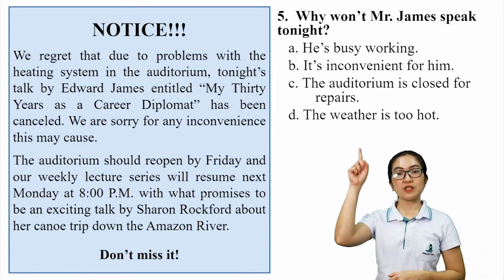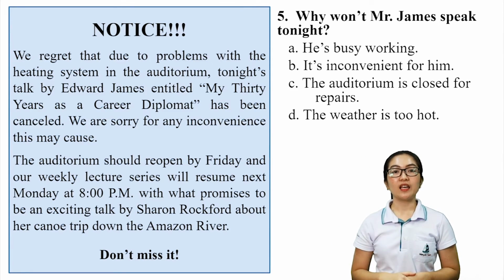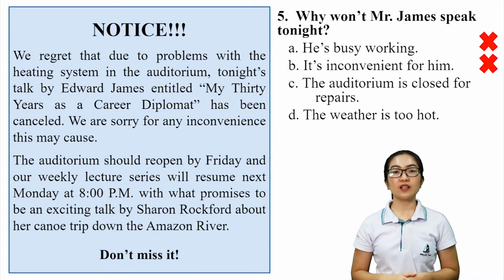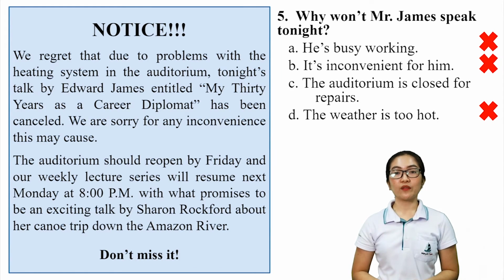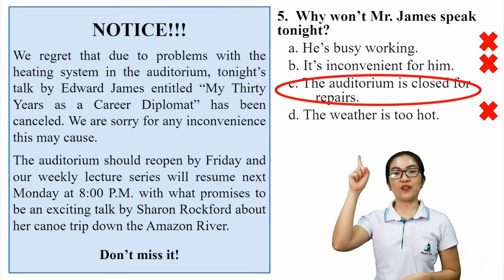Why won't Mr. James speak tonight? Letter A, he's busy working, was not mentioned in the passage. Letter B, it's inconvenient for him, does not refer to Mr. James but the present situation of the auditorium. And letter D is totally out of the context. So the best answer is? You got it right. Letter C, the auditorium is closed for repairs.